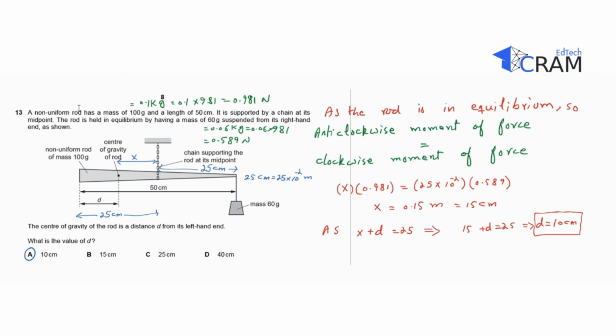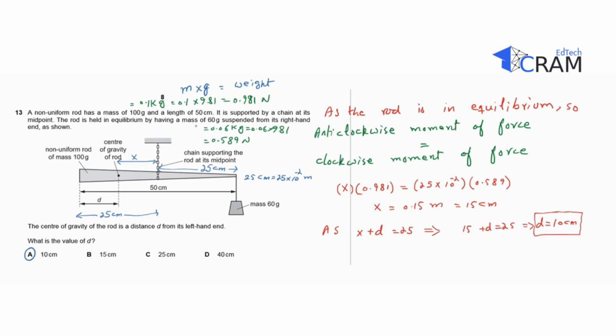It says a non-uniform rod has a mass of 100 gram. It is given in grams, so we are going to convert it into kilogram, which will be 0.1 kg. To convert it into weight, this is mass 0.1 kg, and I'm going to multiply it with g, the gravitational acceleration. So the weight I get is 0.981 Newton. Weight is a force, so I'm getting it in Newton.